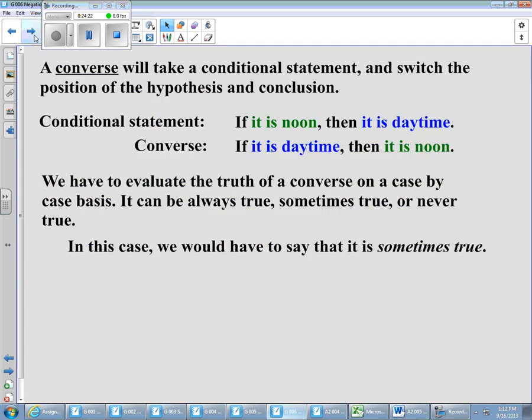Okay, one of the things that can be done to a conditional statement is its converse. Okay, and what a converse does is it takes the hypothesis and conclusion, the P and the Q, and it switches their positioning in the sentence. So instead of saying if P is true, then Q will happen, the converse will say if Q is true, then P will happen. So the hypothesis and the conclusion are flip-flopped with each other.